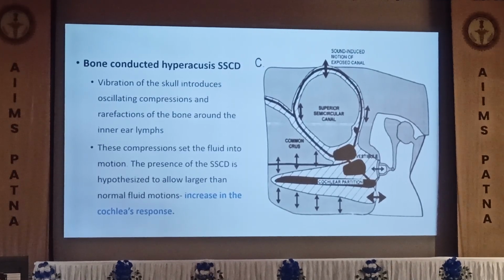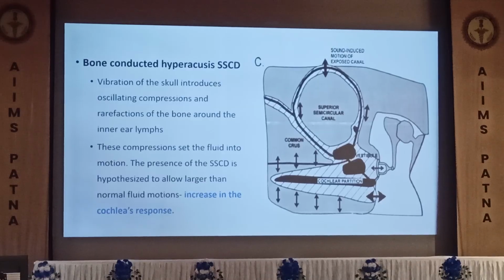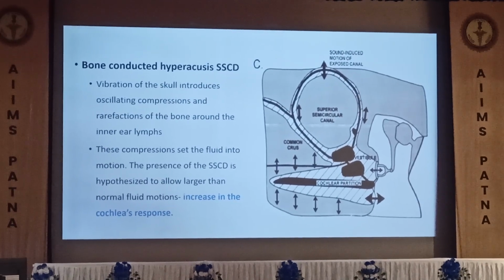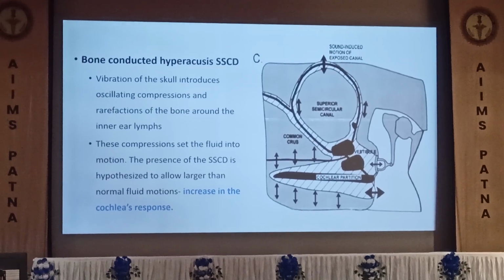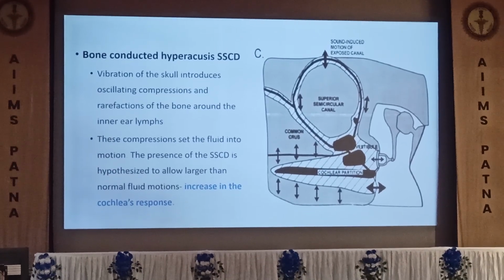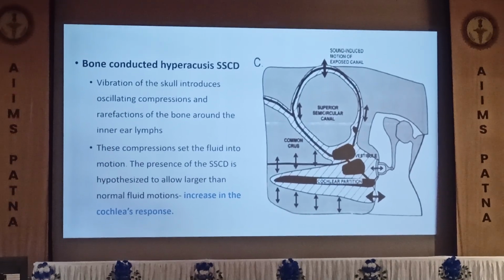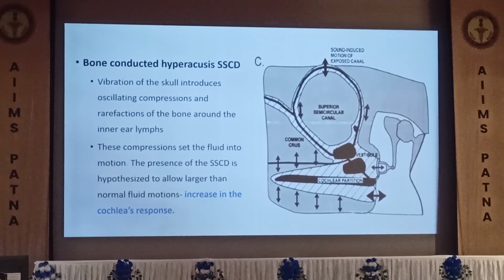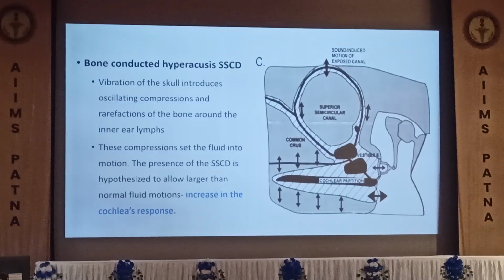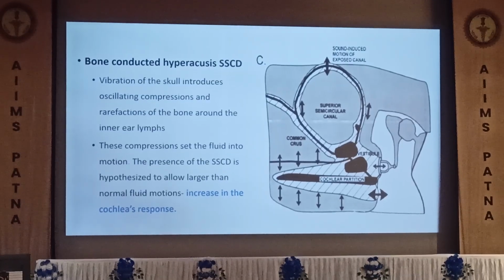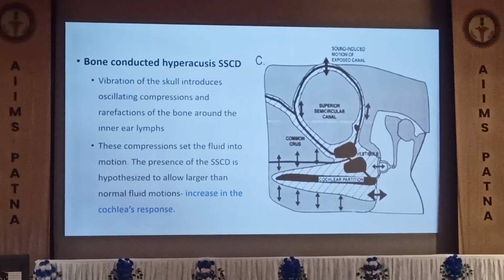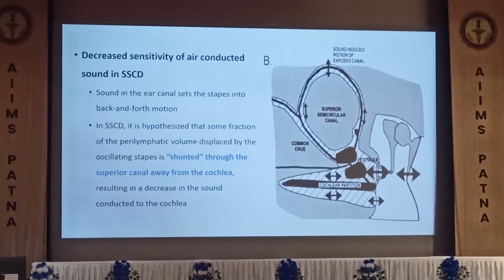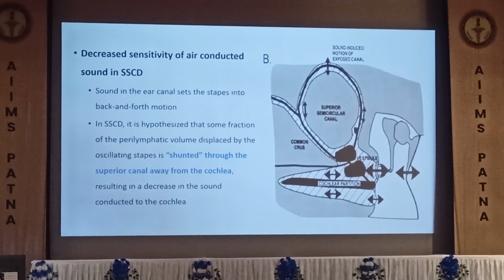Patients will have such nice bone hearing. If anything, on the mastoid, they listen very well. In pure tone audiogram, you will see the bone conduction threshold is below 0. They can have sub-zero thresholds. So vibration of skull introduces oscillating compressions. These compressions set the fluid into motion, and presence of semicircular canal dehiscence is hypothesized to allow larger than normal fluid motions, which leads to increased cochlear responses. So hearing is far, far better for bone conduction. And finally, you have reduced air conduction.